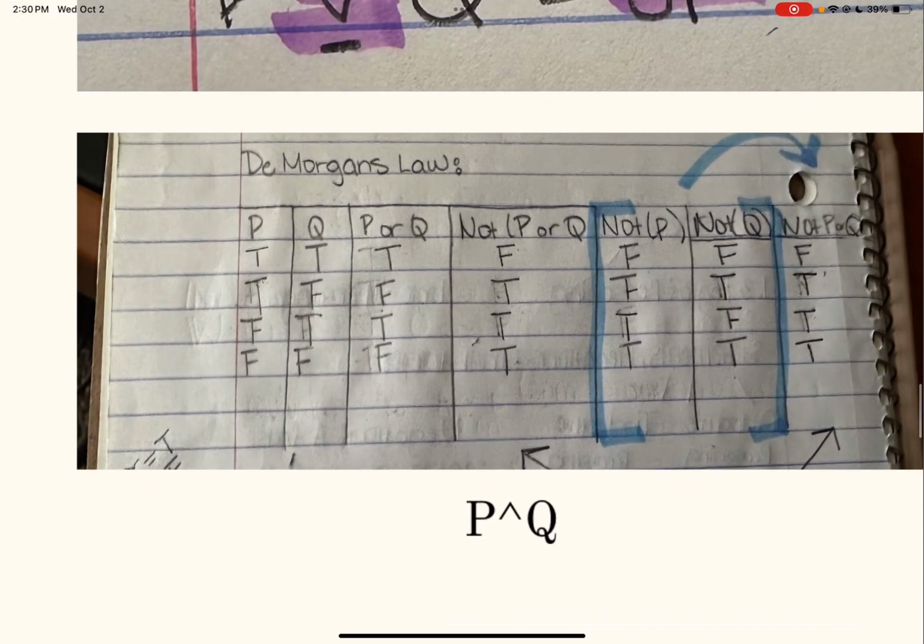When we go to our highlighted column, which is not P, not Q, you will just use our first two columns again. So it would be the opposite of our first P, so it would be false. And I'm working with the first and fifth column, by the way. True, false, true, false, false, true, false, true. The same thing for our not Q, which is our second and sixth column. Q is true, false, true, false. So our not Q would be false, true, false, true.